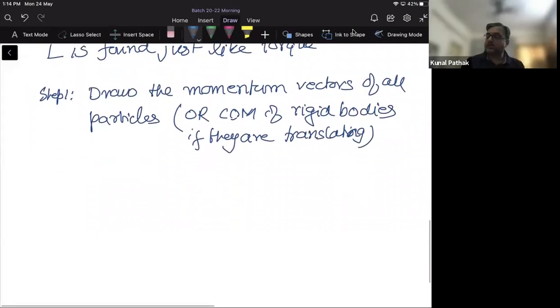Okay. So let's see then. We have particle 1. This is moving with a velocity of 2 meters per second and it has a mass of 3 kilograms.